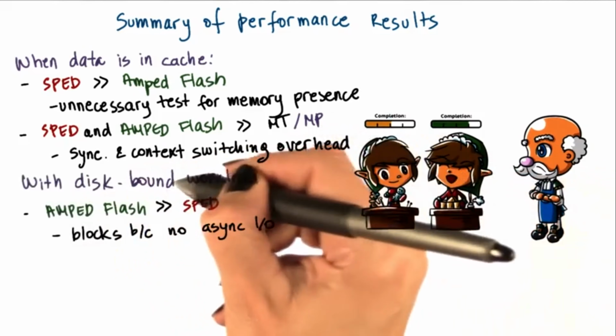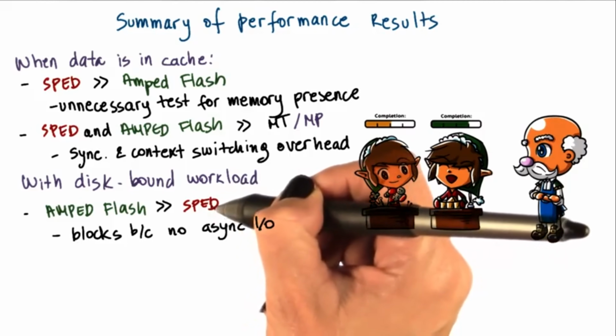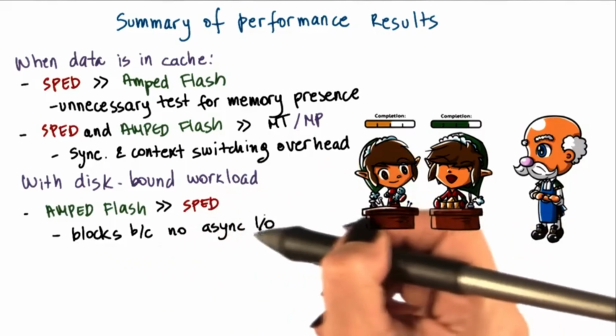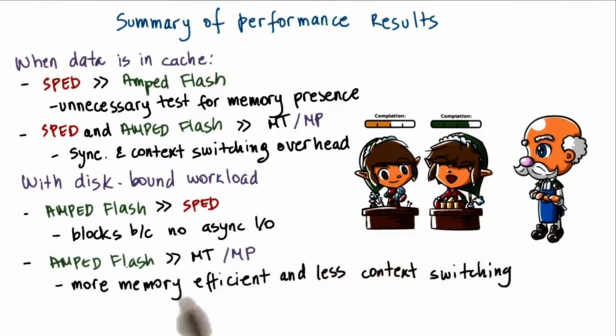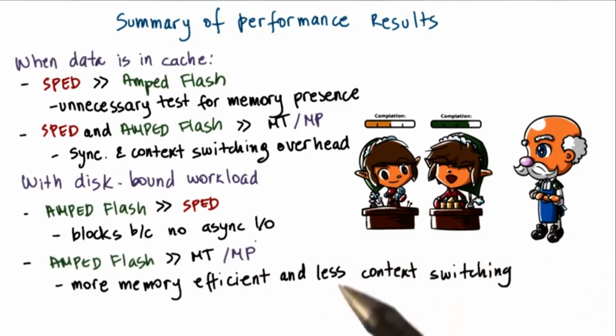When the workload is disk-bound, however, AMPED performs much better than the single-process event-driven model because the single-process model blocks since there is no support for asynchronous I/O. AMPED Flash performs better than both the multi-threaded and the multi-process model because it has a much more memory-efficient implementation and it doesn't require the same level of context switching as in these models. Again, only the number of concurrent I/O-bound requests result in concurrent processes or concurrent threads in this model.